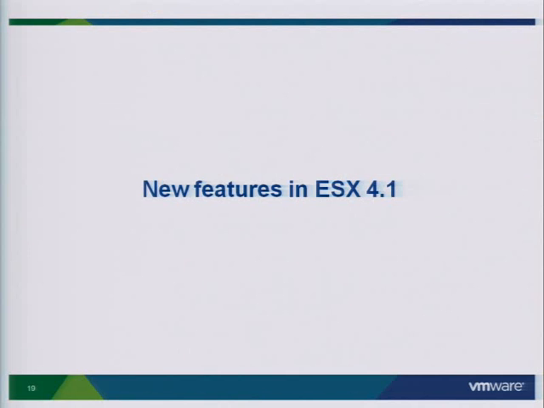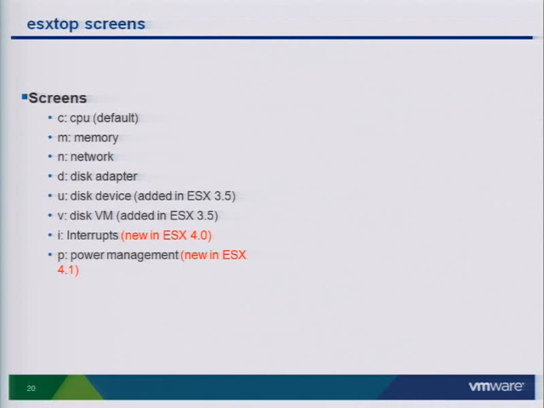Okay, so I think that concludes that section. Now we'll talk about the new features in ESX 4.1. Before going to the new features, I just want to show this slide for people who are completely new to ESXTOP. We have a bunch of screens in ESXTOP. Each screen shows you different metrics. We have a screen for CPU, memory, networking, and we had new screens in different versions of ESX.